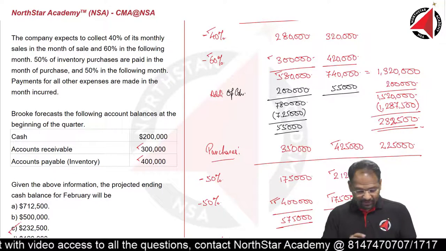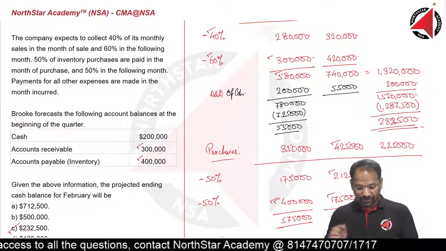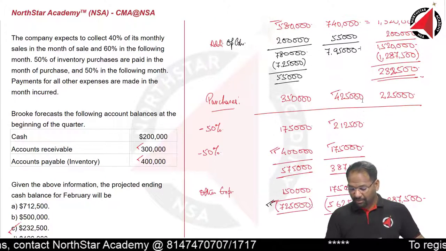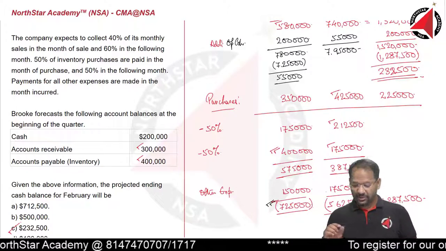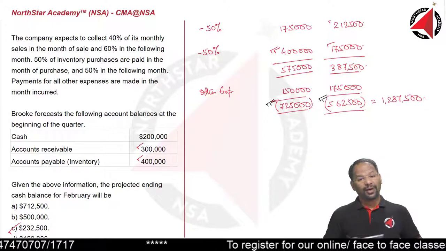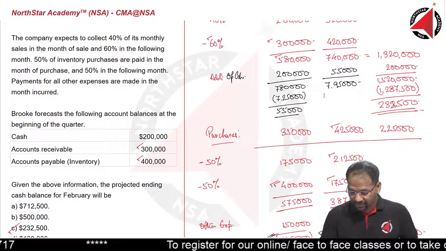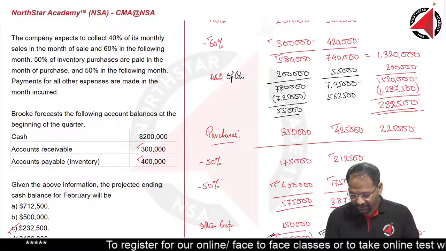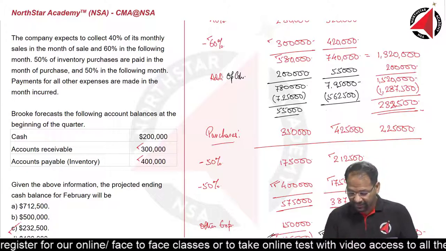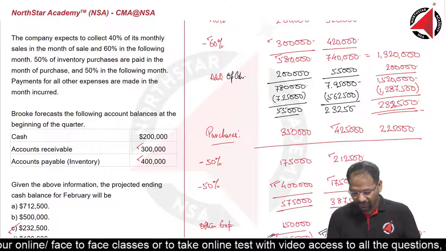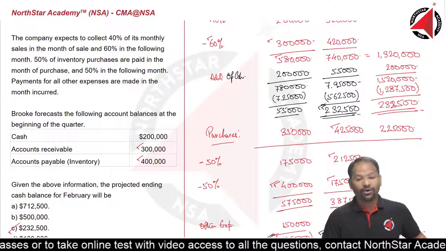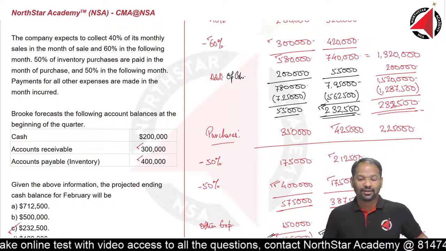So total becomes 740,000 plus 55,000. It becomes $795,000. Out of this, how much is the total payments? 562,500. Remember, we have calculated here $562,500. So let's take it up. Minus $562,500. This is the total payments. So 795,000 minus 562,500, we get $232,500. This is the balance as on the end of February. So like this also, you can solve this question.